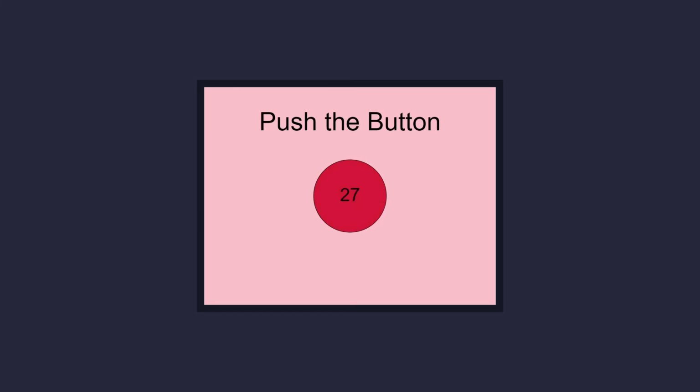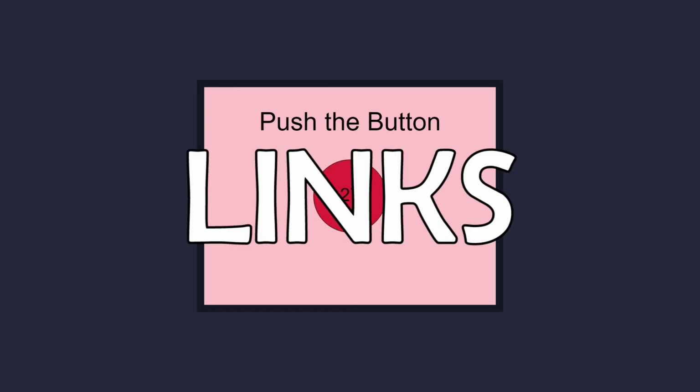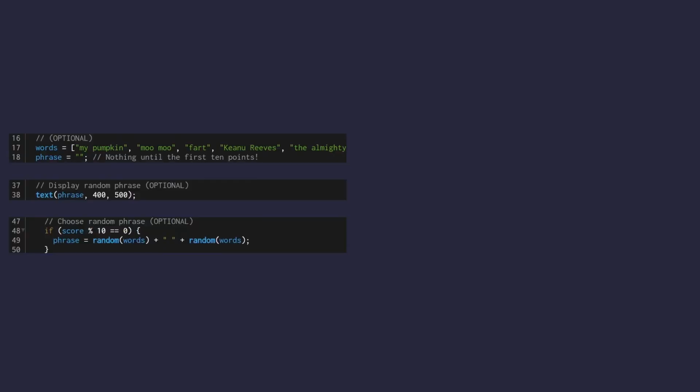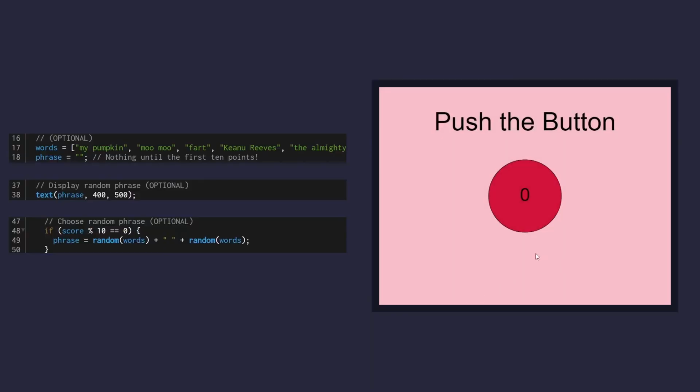If you guys want a copy of this code, then feel free to grab it from the link in the description below. It's called First Game Tutorial. I've included some optional coding in it, and this is what my game looks like because of it. Basically, if you click it a few times, you'll start to get some text randomly popping up at the bottom, like Keanu Reeves, my pumpkin, or Fart the Almighty, or the Almighty Moo Moo.